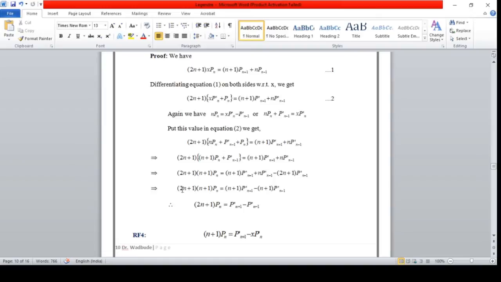This implies twice n plus 1 into n plus 1 Pn is equal to n plus 1 P dash n plus 1 minus, this is so its solution, n plus 1 P dash n minus 1. Now n plus 1 is common on both sides, so cancel. We get twice n plus 1 Pn is equal to P dash n plus 1 minus P dash n minus 1. This is the third recurrence formula.